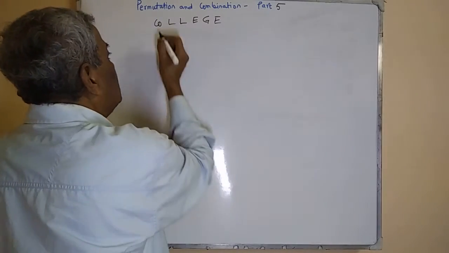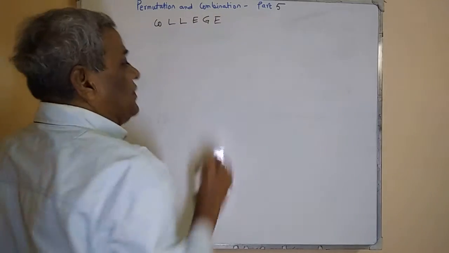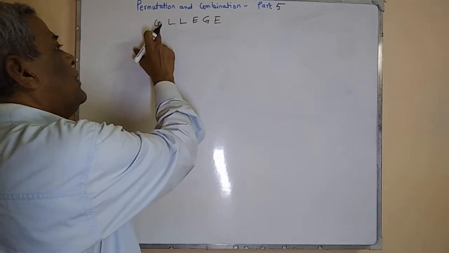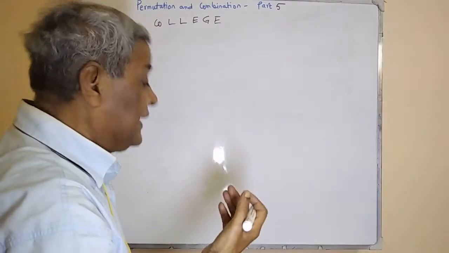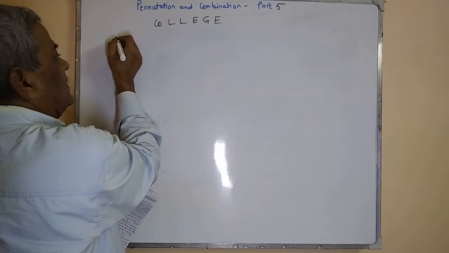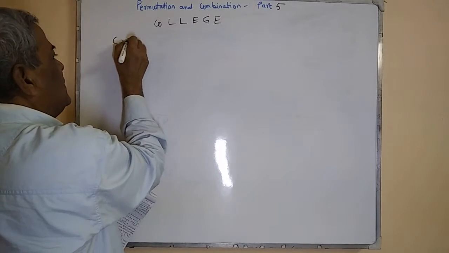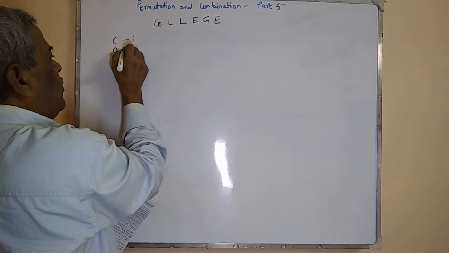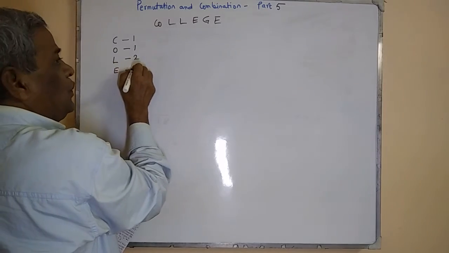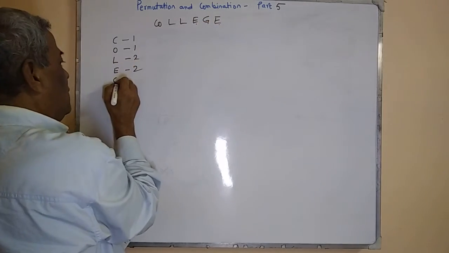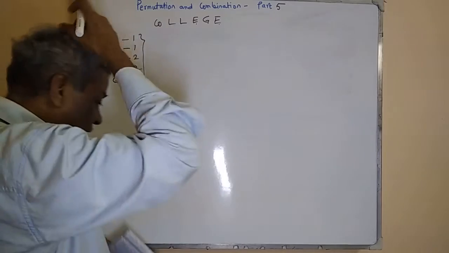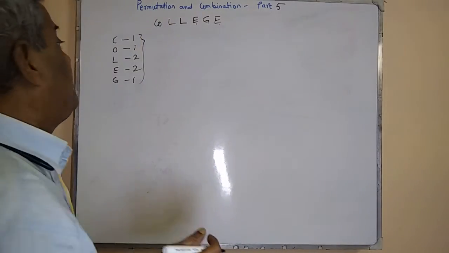COLLEGE, this word consists of 7 letters. The question is, in how many ways can 5 letters be chosen from that? In this word, C occurs only once, O once, L 2 times, E 2 times, G only once. 1, 2, 3, 4, 5, 6, 7. So altogether 7.